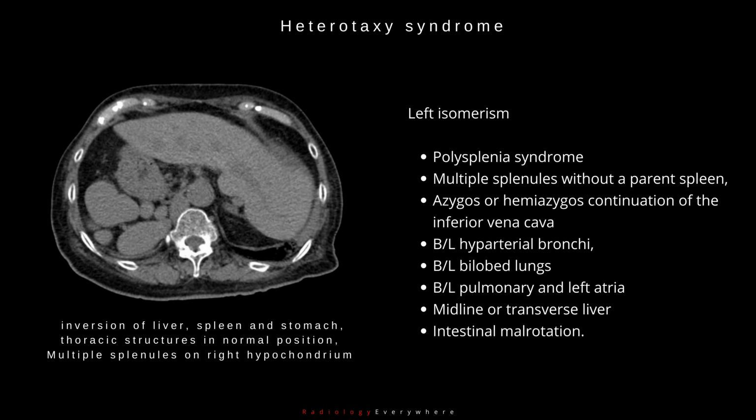Left-left isomerism is also known as polysplenia syndrome. You can see multiple splenules without a parent spleen, azygous or hemiazygous continuation of the inferior vena cava, bilateral hyparterial bronchi, bilateral bilobed lungs, bilateral pulmonary and left atria, midline or transverse liver, and intestinal malrotation.